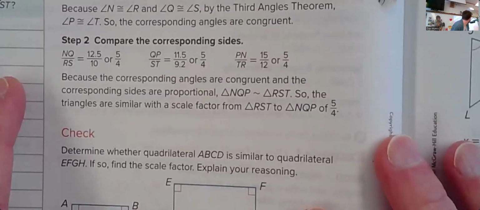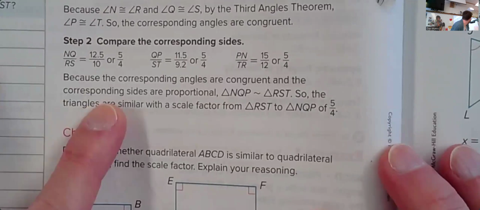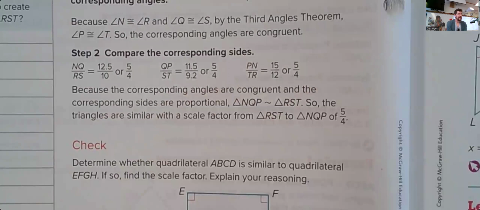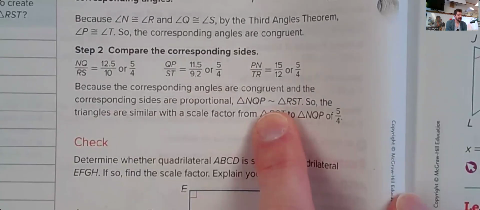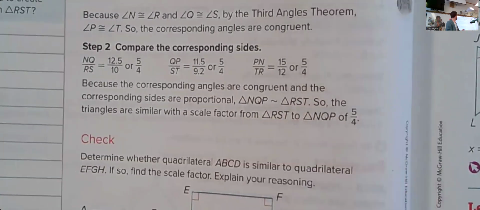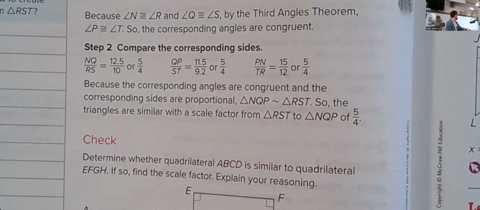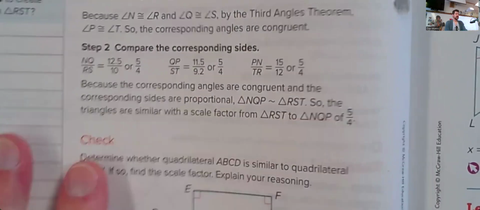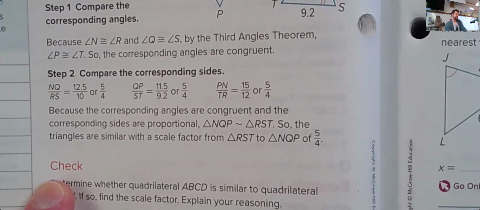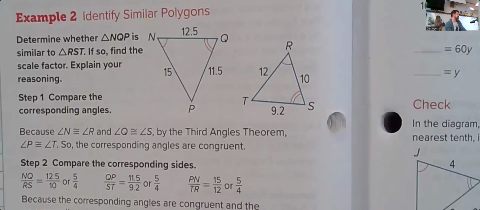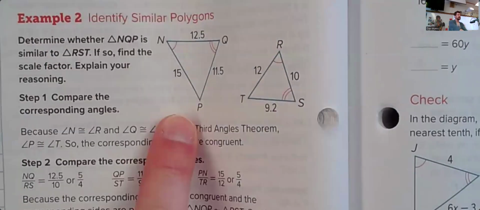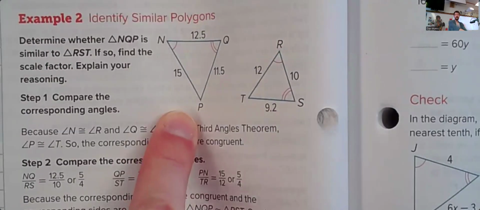So because the corresponding angles are congruent and the corresponding sides are proportional, they all end up simplifying to a fraction of 5/4. That means that the triangles are similar. And with a scale factor, here we go. Now we've got to talk about scale factor from RST to NQP. Is RST the larger or the smaller one? Is triangle RST the larger or the smaller one? Small. Okay, so if we're going scale factor from the smaller to the larger, that means it's getting bigger, right?